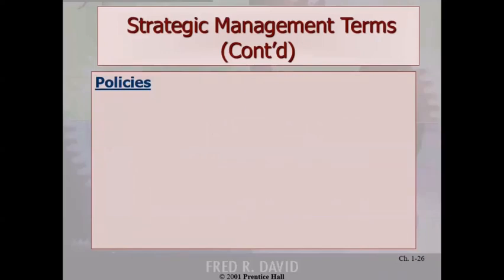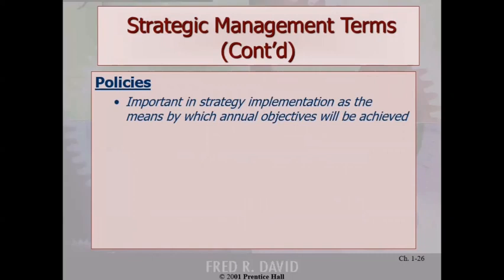Okay? So, now we're moving on to the policies. Pag sinabi po nating policies, it is important in strategy implementation as the means by which annual objectives will be achieved. Ang tinutukoy po natin dito, paano naman po natin ma-achieve si annual objective. So, kung kanina si annual objective, paano natin ma-achieve si long-term objective, si policies naman will help us to achieve si annual objective. So, yung mga policies natin includes yung ating mga guidelines, rules and procedures established to support efforts to achieve stated objectives.